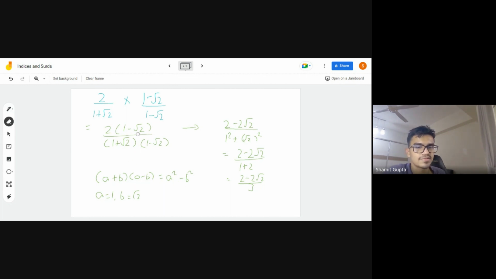Okay. So this 1 plus root 2, 1 minus root 2, it will be 1 squared minus root 2 squared. So this will be 1 minus 2, which is negative 1. So you will get negative 1. You want to send the negative to the numerator, so it will become minus 2 plus 2 root 2 over 1. Okay, this is how it will become. It's a squared minus b squared.